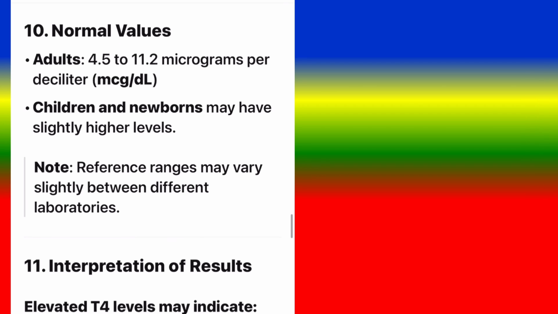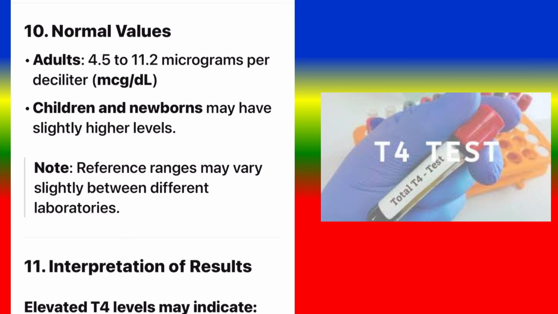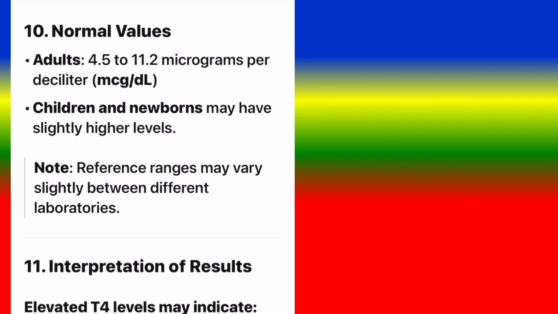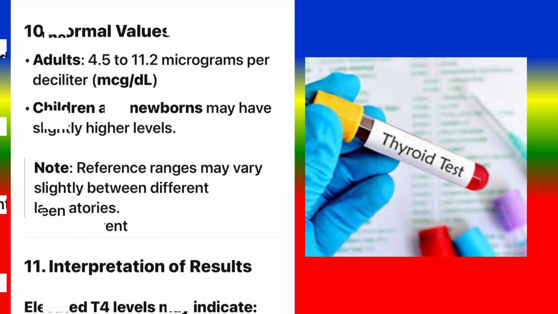10. Normal values. 4.5 to 11.2 micrograms per deciliter. Children and newborns may have slightly higher levels. Reference ranges may vary slightly between different laboratories.